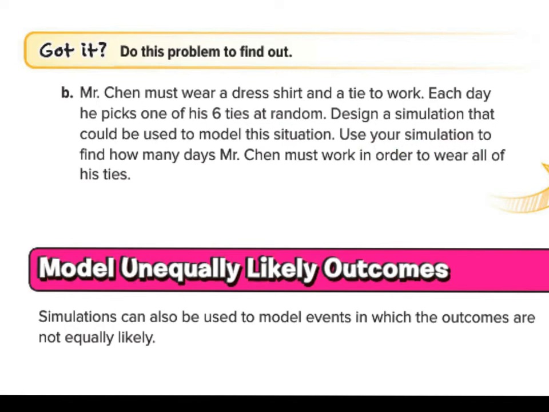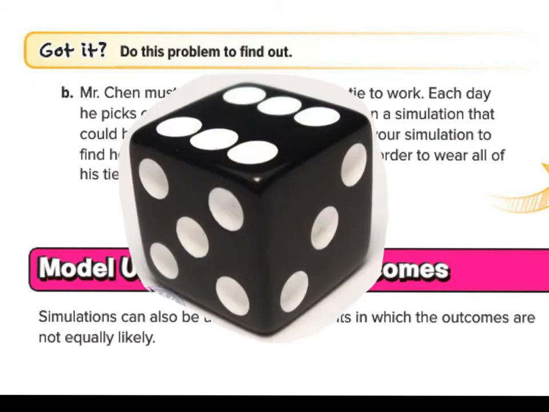Design a simulation that could be used to model this situation. Use your simulation to find how many days Mr. Chen must work in order to wear all his ties. Now it looks like we have 6 different outcomes. Well, what has 6 different outcomes? A die, right? A number cube. This would be a good tool to use because you have 6 equal outcomes.